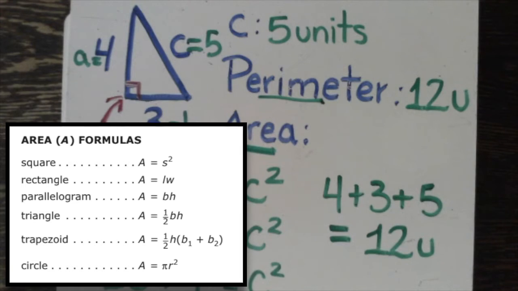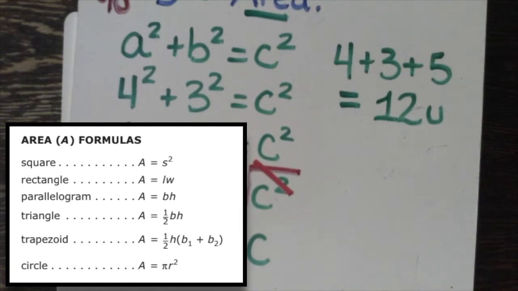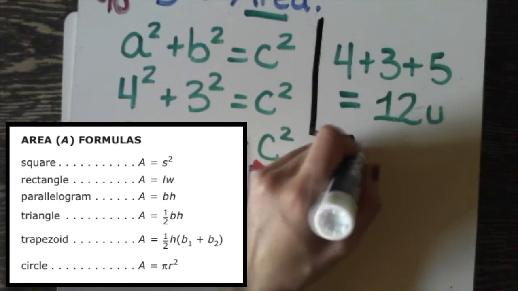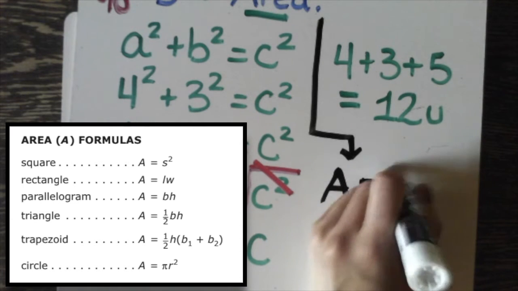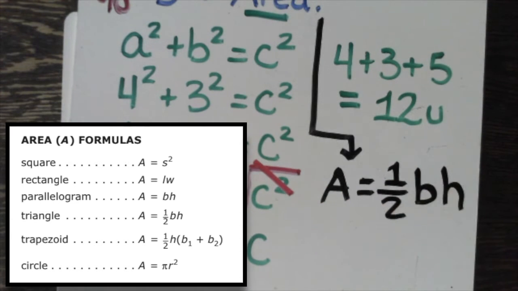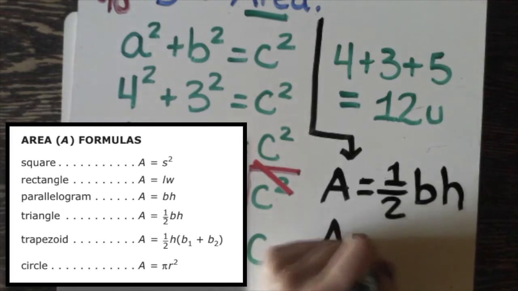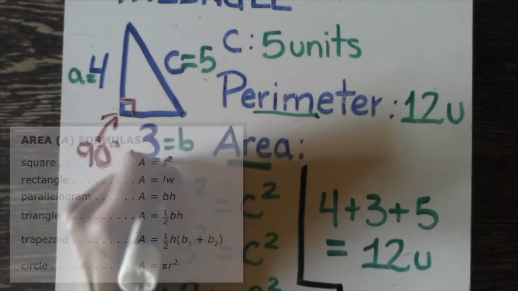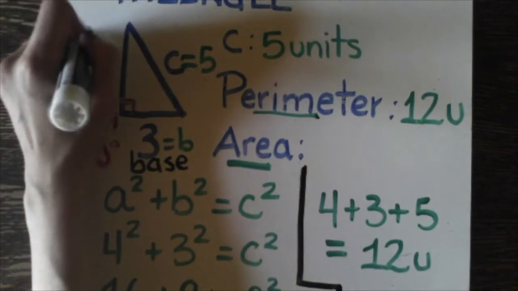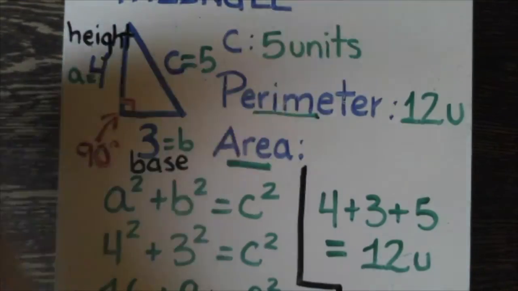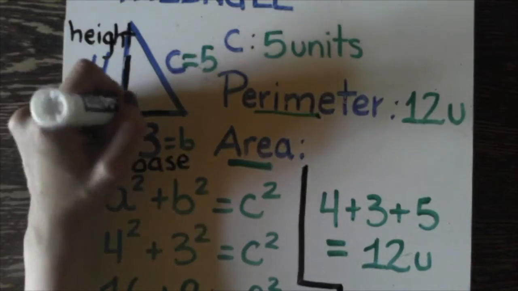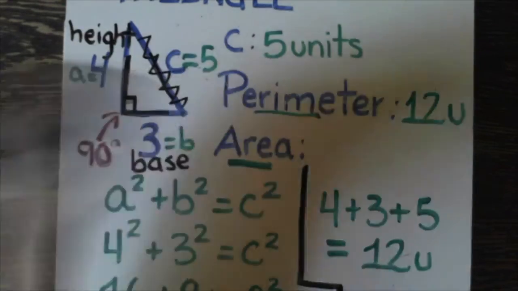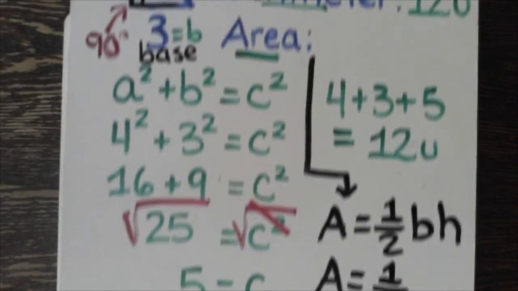And for the area, we are going to have to look at our formula sheet one more time. The area of a triangle is area is equal to 1/2 base times height. The area is equal to 1/2 the base, which is 3, and the height, which is 4. They must be at a 90-degree angle from each other. You do not want a height that is inclined, that is not straight up.